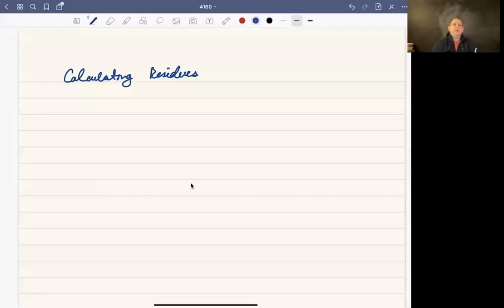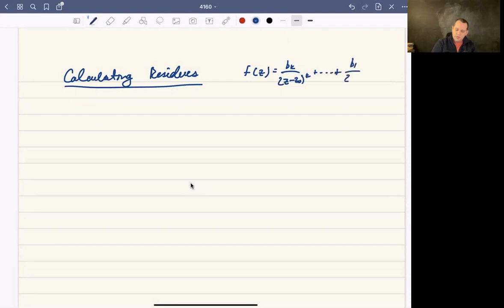Okay, in this video, I want to give as brief of an overview as I possibly can about calculating residues. And I want to do so using some really common residue calculating techniques. Remember that a residue is the b1 term in the Laurent expansion. So you have bk over (z minus z naught) to the k, all the way down to b1 over z minus z naught, plus some analytic function, which I'll just continue to call lambda. And so this b1 term is the residue.